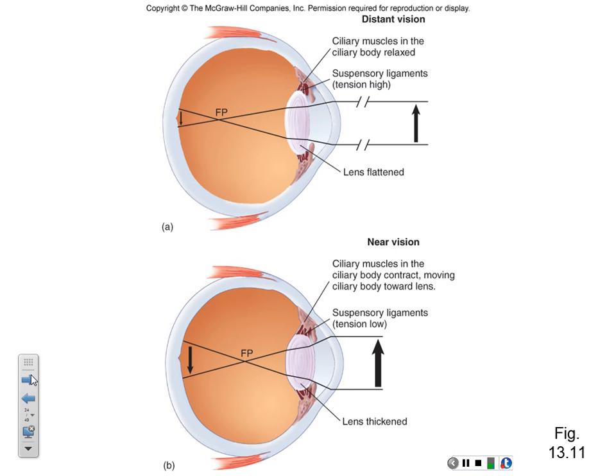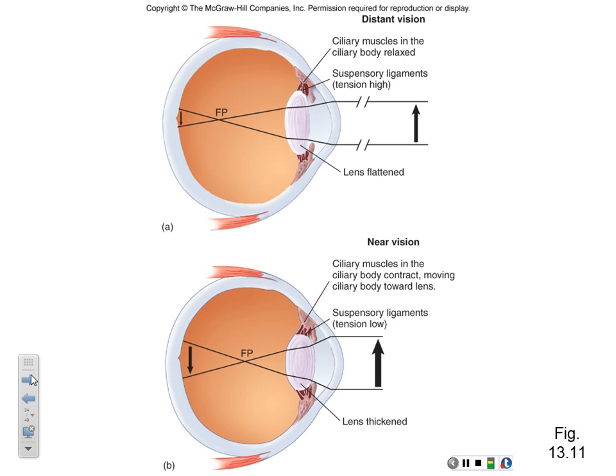So you can see here, far point of vision, the suspensory ligaments here, there's more tension because the muscle is flat. And here, because the muscle is contracted and it is piled up on itself, there is less tension. It's counterintuitive, but that's what it is.